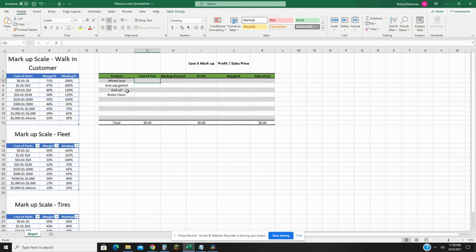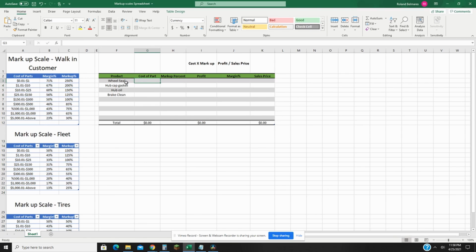Now, you can also put brake clean under shop supplies if you like. I actually like to keep it separate and charge it as a separate charge as a part. And shop supplies, normally I charge 20% over the ticket overall. But we'll go over shop supplies and how to properly invoice in another video. Today we're just going to discuss how to properly mark up parts.